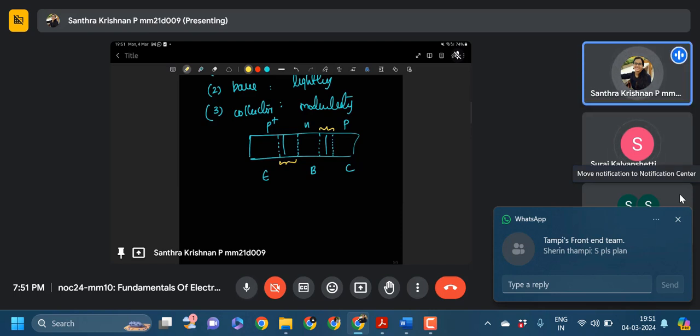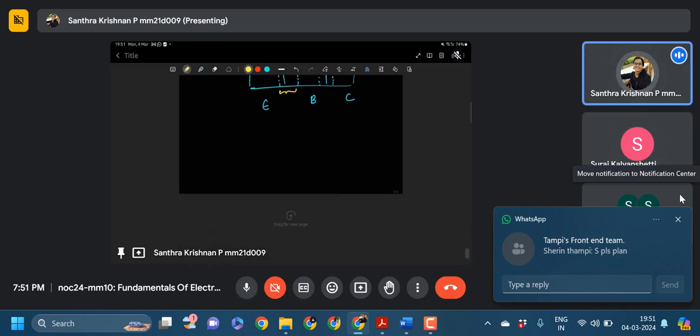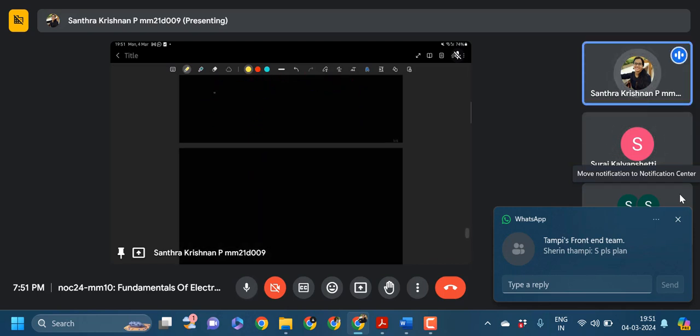That depends on the application, I would say. Why do we use a common base, common emitter, or common collector? It depends on which output and input we want, what input we want to vary and what output we want to get.